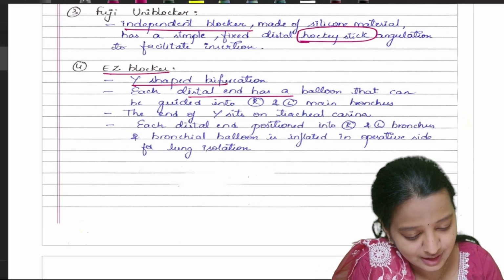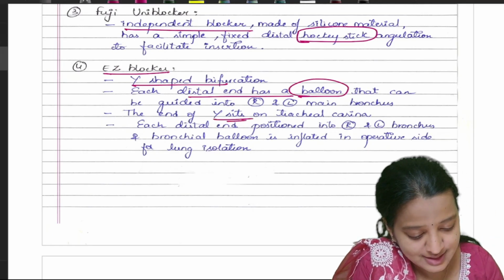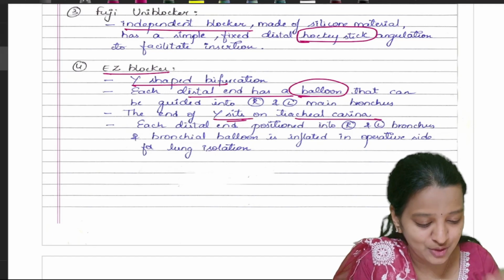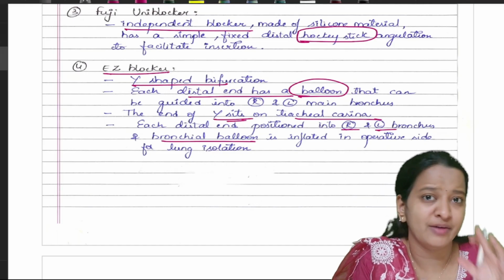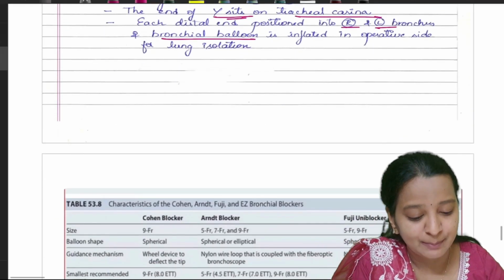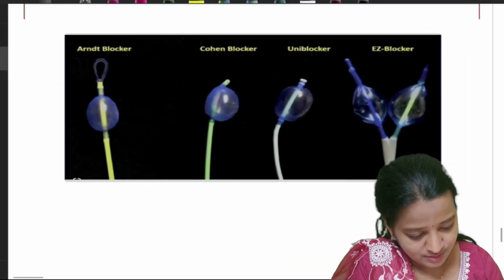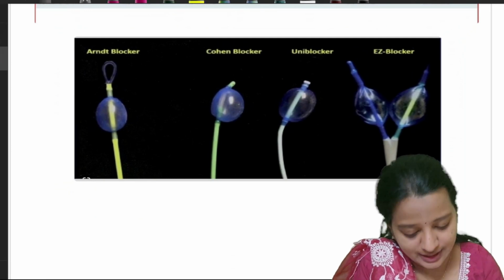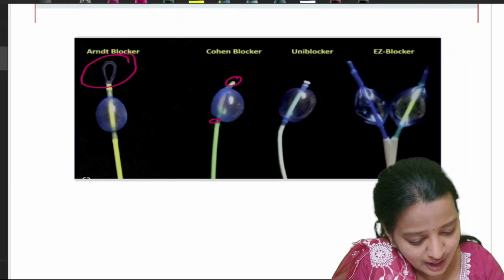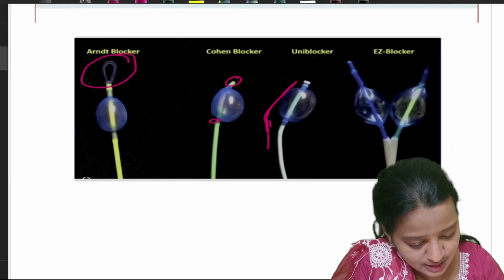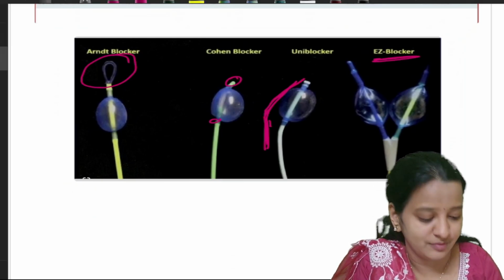Last, EZ, it is Y-shaped. So the distal end has a balloon that can be guided into right and left. The end of the Y sits at the tracheal carina, each distal end is positioned to right and left bronchus, and the bronchial balloon is inflated by the operator. Which side has to be inflated will be decided depending on the side of the lung surgery. So these are the diagrams and retractable loop. Cohen, here there will be a wheel and an arrow. And see, this is the shape of a hockey stick. This is Fuji uniblocker and this is the EZ, Y shape.